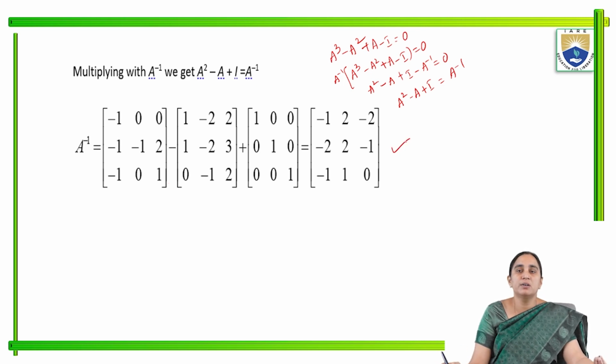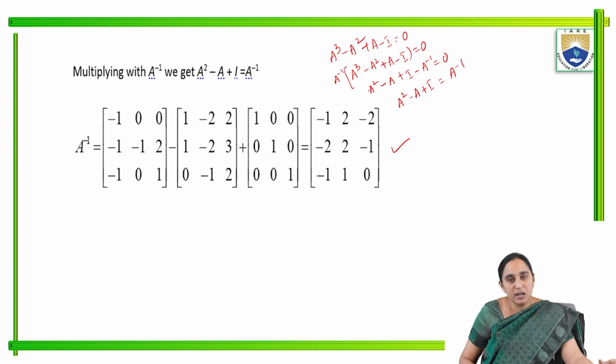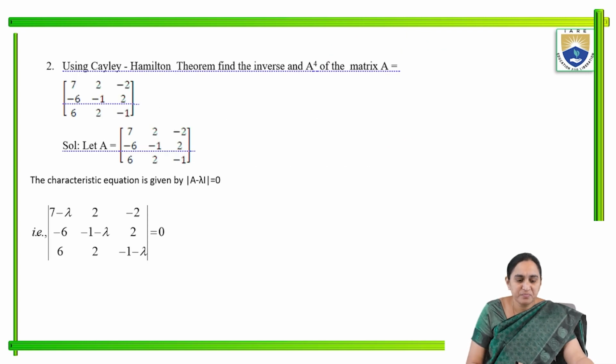Therefore, A inverse is minus 1, 2, minus 2, minus 2, 2, minus 1, minus 1, 1, 0, as the A inverse matrix from the Cayley-Hamilton theorem. This is the answer for the first question using the Cayley-Hamilton theorem statement. Similarly, I'll explain one more question.